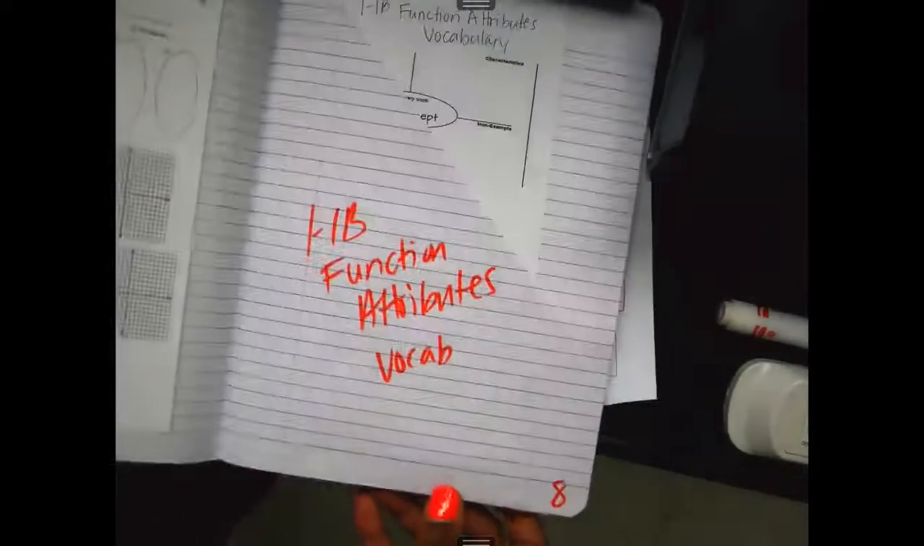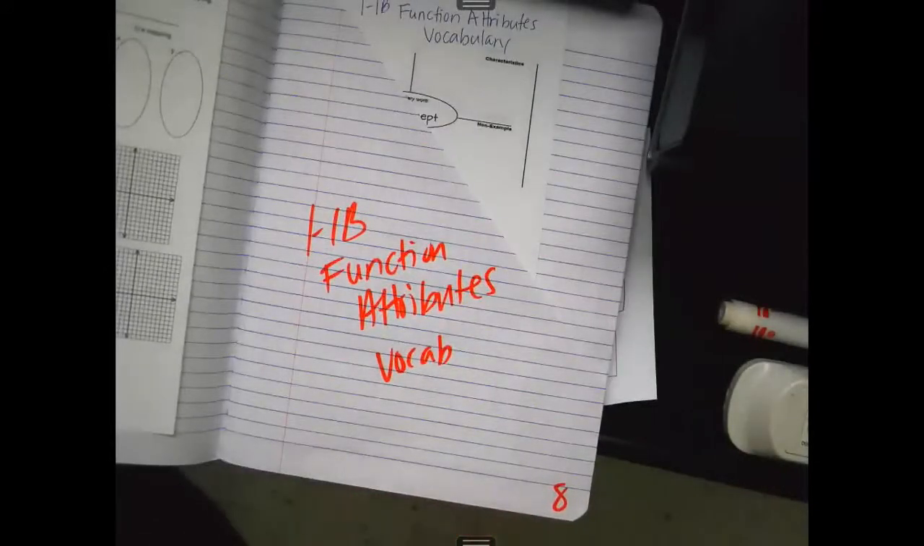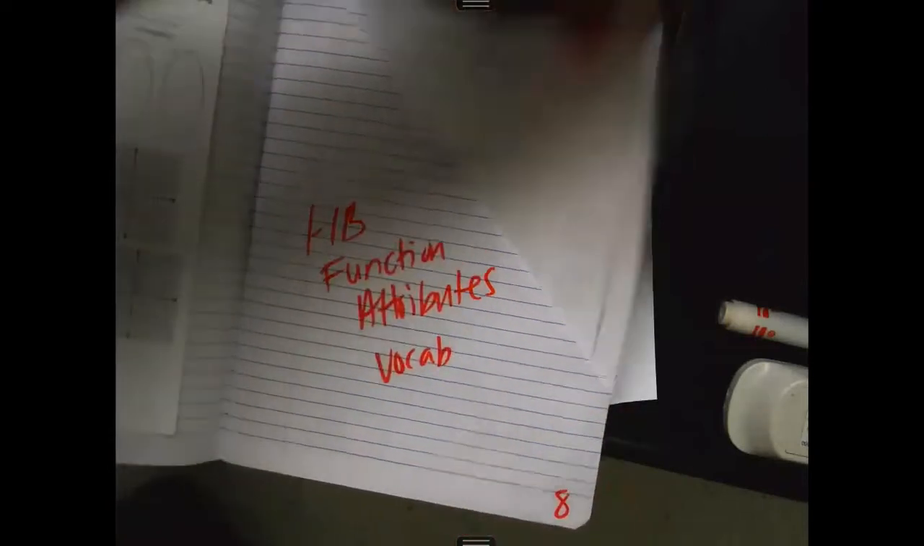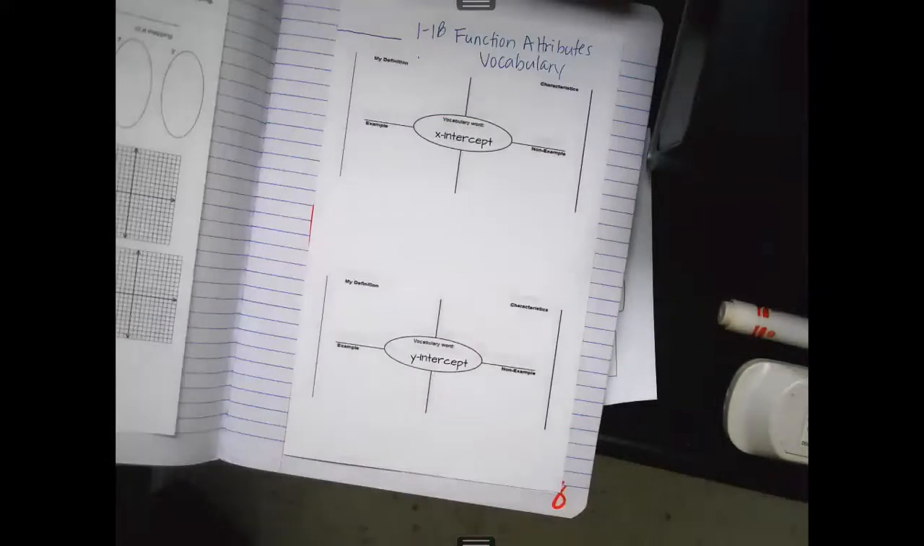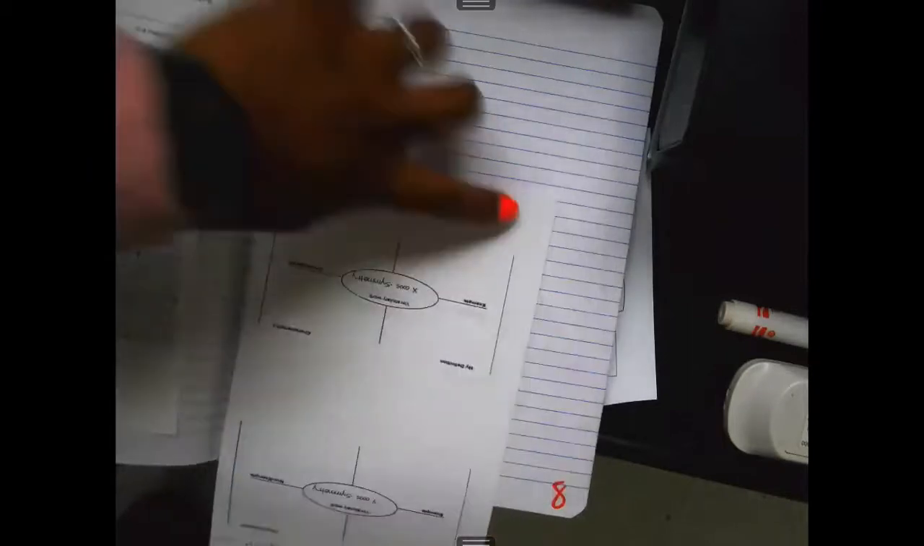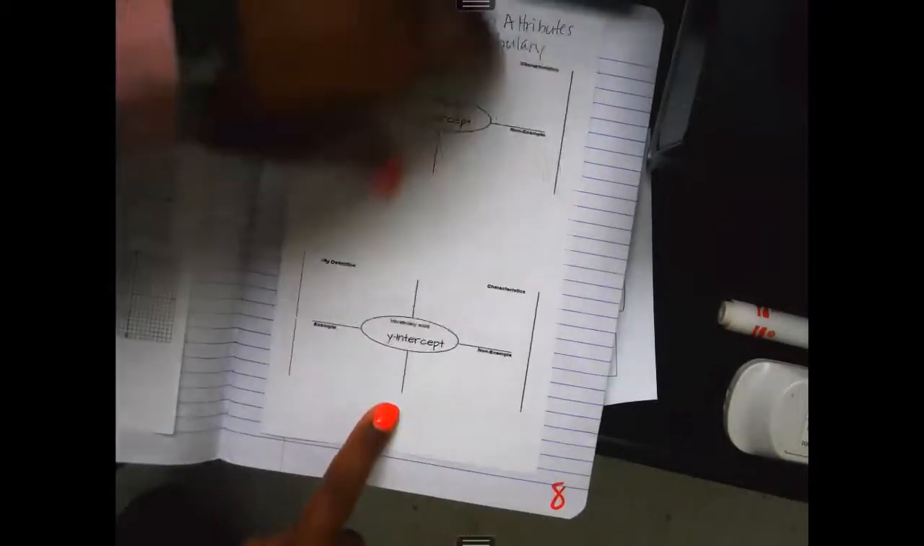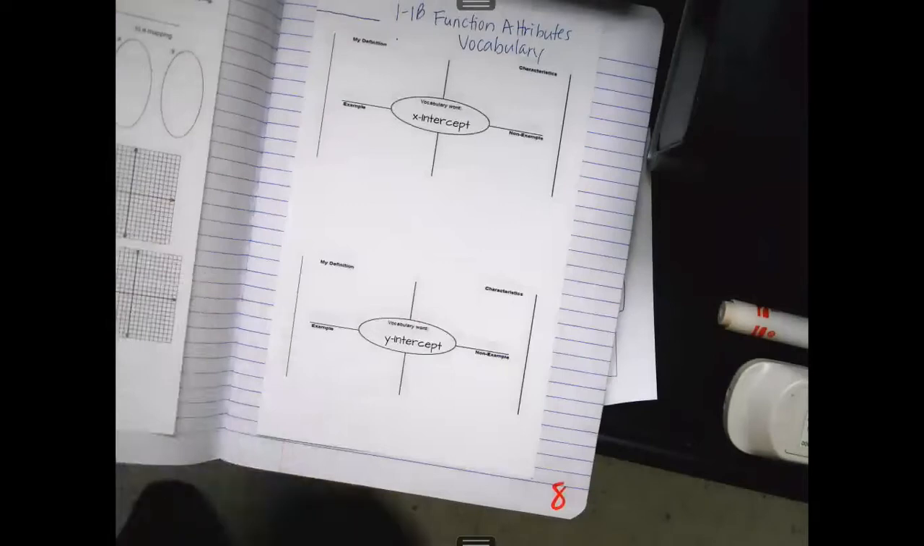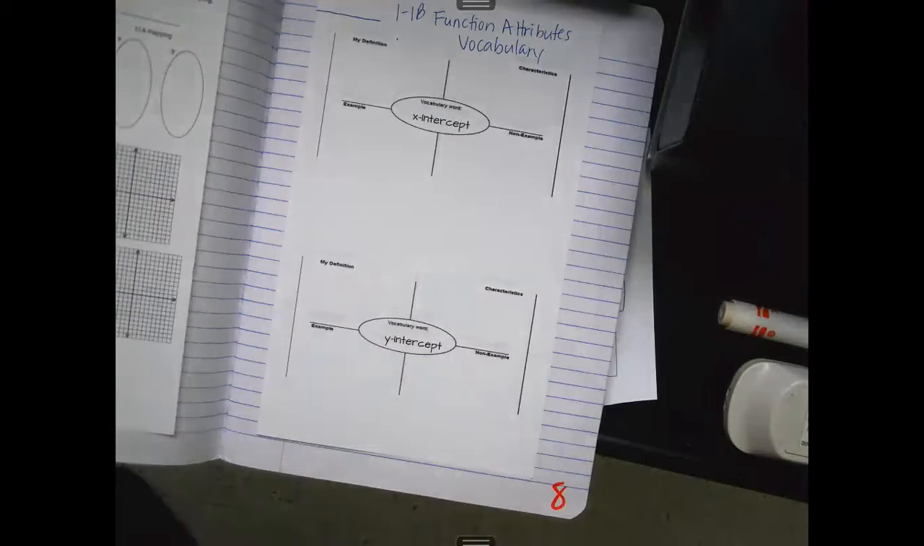All right. Now, page 8 is what we're going to try to do today. It's our 1-1B function attributes vocab. And again, I made a pocket, but it's this paper. So I made a pocket for it, or there's enough room on the back where you can glue it down. I do my very best to always leave you room where you can glue. Sometimes I'm really nice and write glue here, for my people that need a little more explicit instruction.